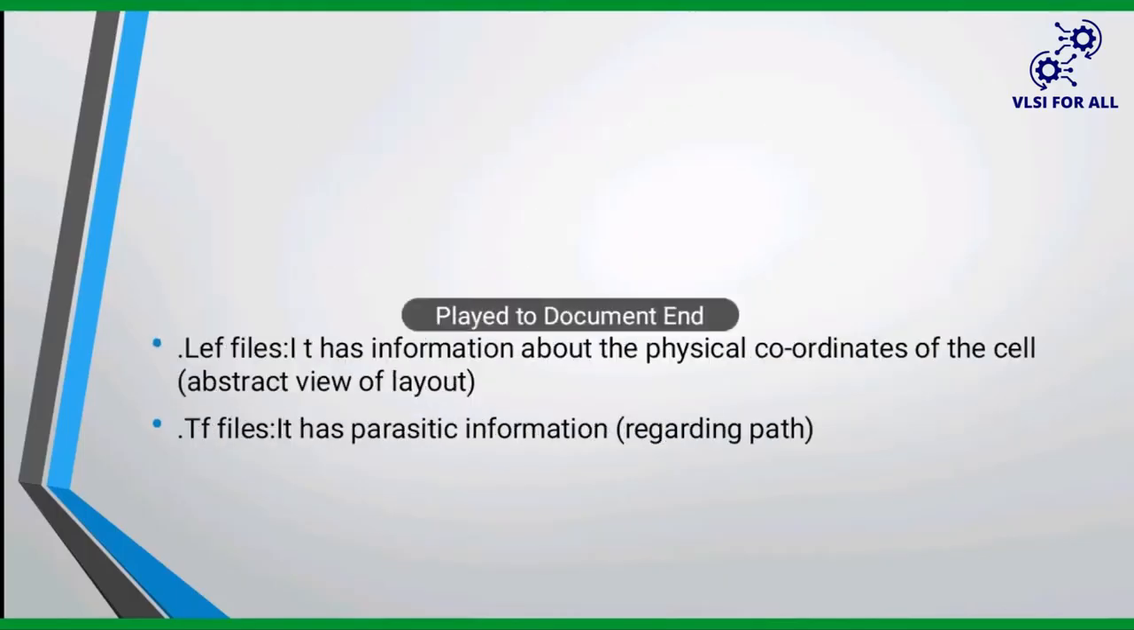Next, what is a LEF file? A LEF file is nothing but a physical library file. What does it contain? It contains information regarding physical coordinates, that means where the cell is placed, an abstract or overview of a cell. What does the technology file contain? It contains parasitic information, which is information regarding the path: in which path the cell is present, which path it is going from. Everything is contained in the technology file.